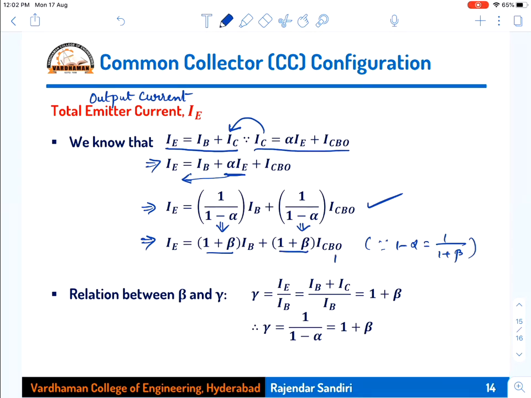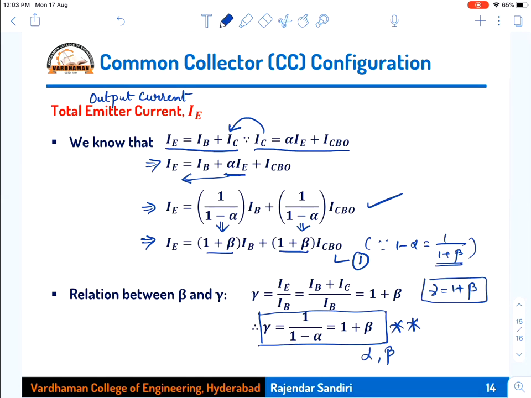Okay, so this is the equation for the emitter current. And the relationship between beta and gamma you can relate. Gamma is equal to IE by IB. IE is equal to IB plus IC, divided by IB. Then you will get 1 plus beta. So the relationship between gamma and beta is gamma is equal to 1 plus beta. And taking all three relationships, gamma is equal to 1 by 1 minus alpha is equal to 1 plus beta. So these are all the relationships between alpha, beta, and gamma.